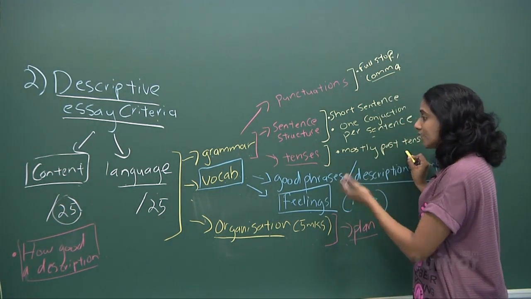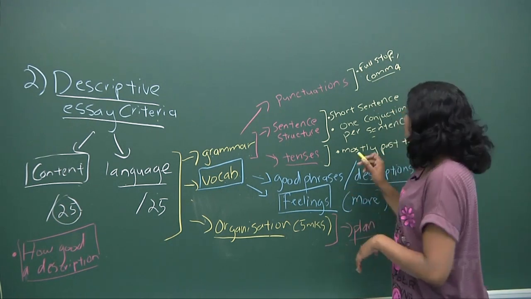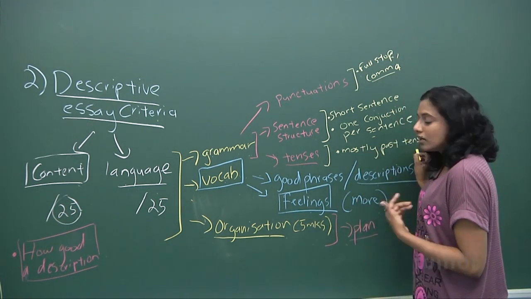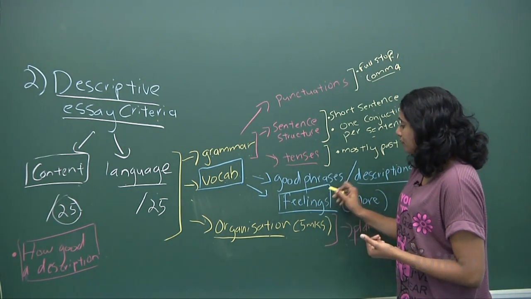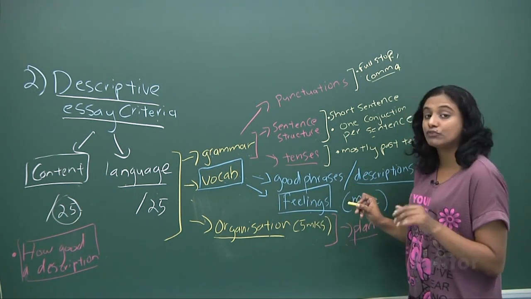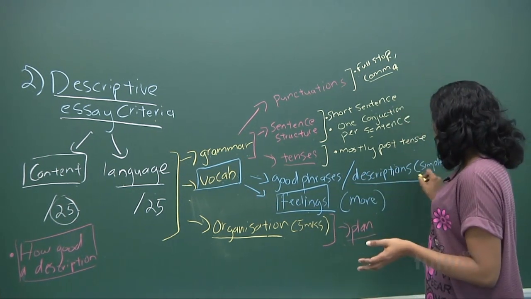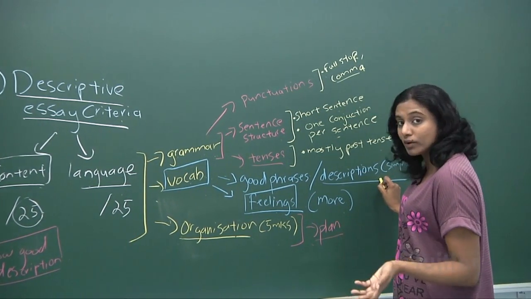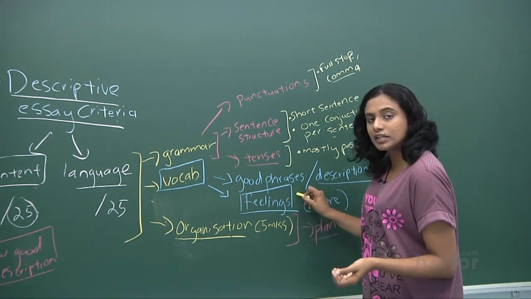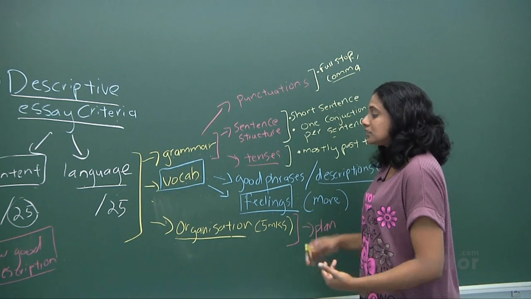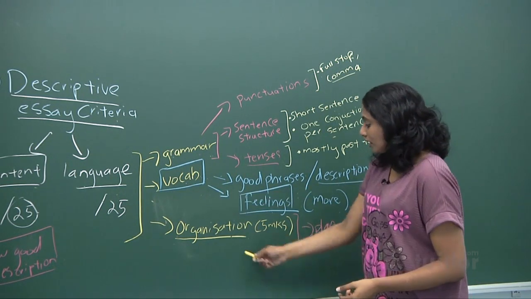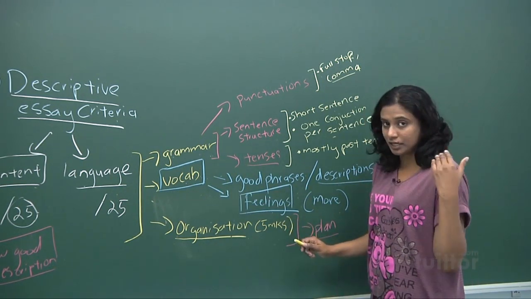Okay? For tenses in a descriptive essay, it should be mostly past tense. And we have vocab. Remember to use phrases if you have them. If not, descriptions will do just as well, simple ones. Remember to add feelings. When you talk about feelings, it also adds on to your vocab. Organization, roughly 5 marks, keep that in mind.